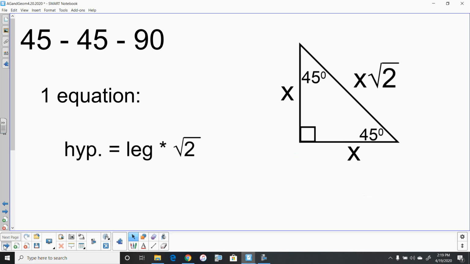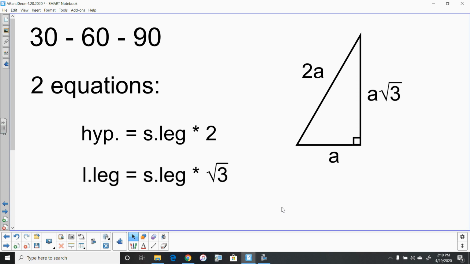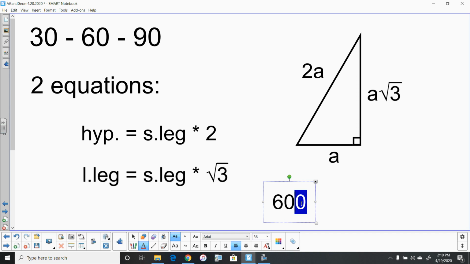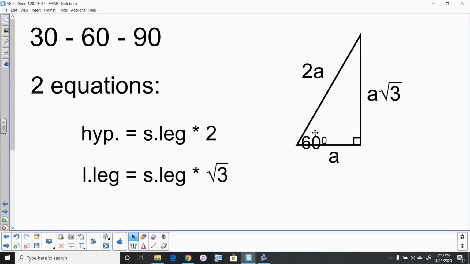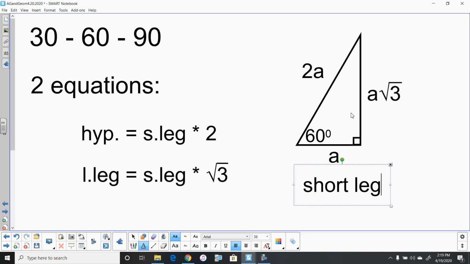For our 30-60-90 triangles, we've got two equations. Because all the angles are different, it means that all the sides are different. That kind of makes sense. But it's all based off of the short leg. If you know the short leg, then you'll be able to find the other two sides very quickly. Okay, I'm going to label this short leg. I'm going to label this.